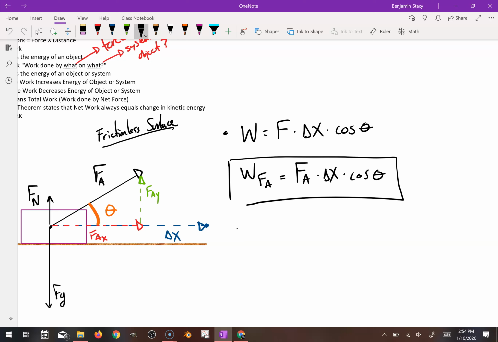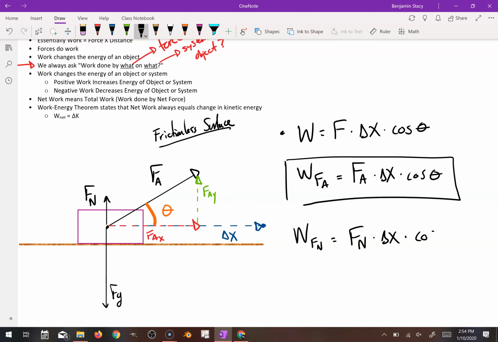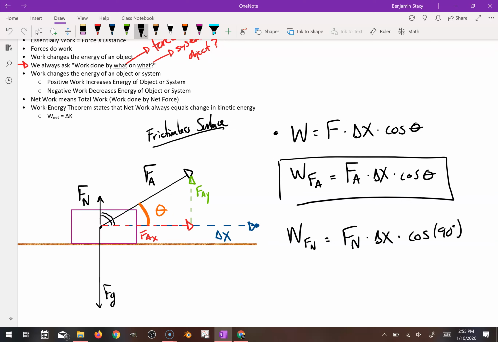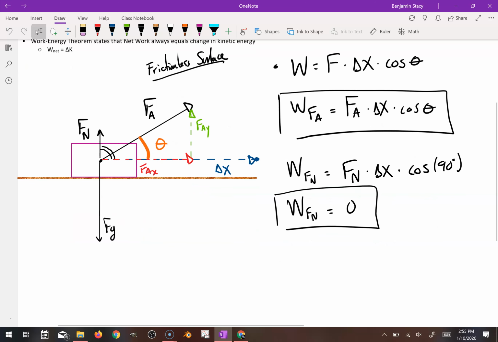If we asked what's the work done by the normal force, then I would have Fn, that's my force, times delta x, times cosine theta. Well, what is the angle theta between the blue delta x displacement vector and the normal force? This whole thing right here is 90 degrees. So what's the cosine of 90 degrees? Yeah, 0, right. So the work done by the normal force is 0 because it's perpendicular to the object's displacement.